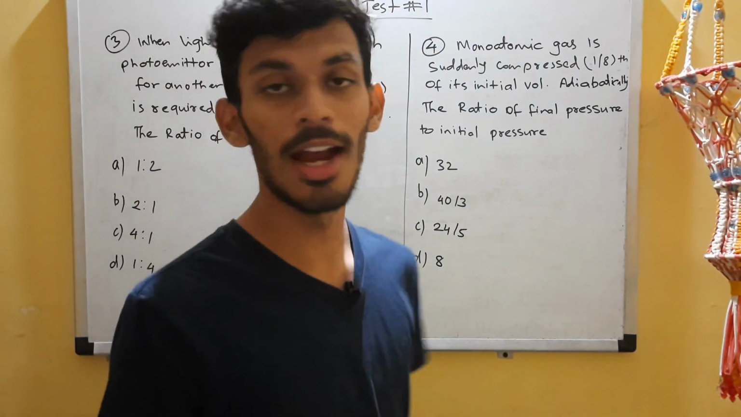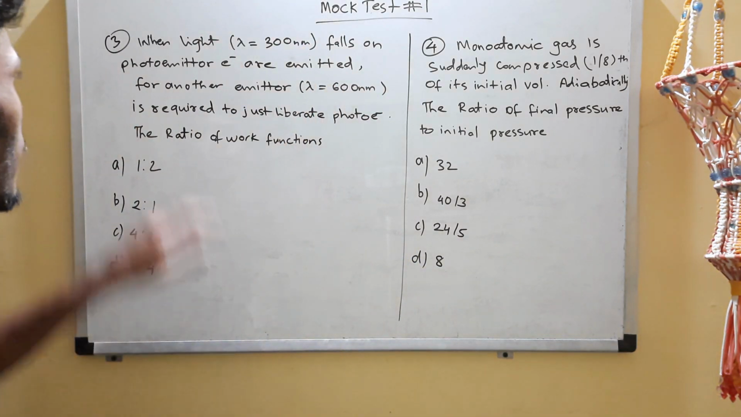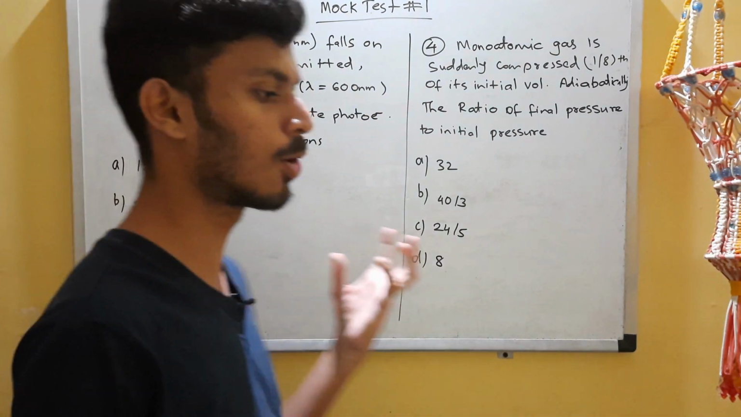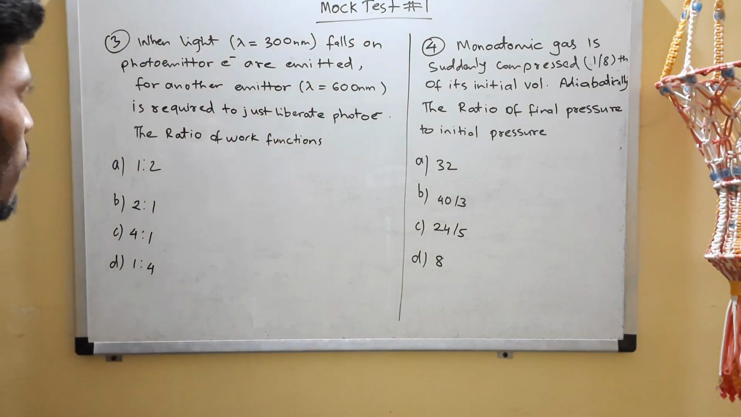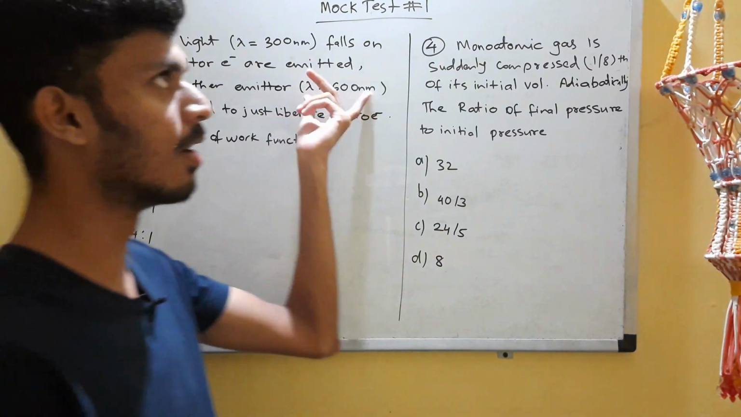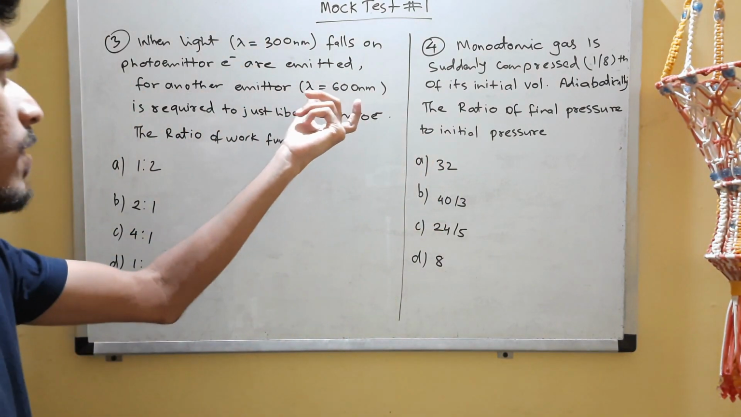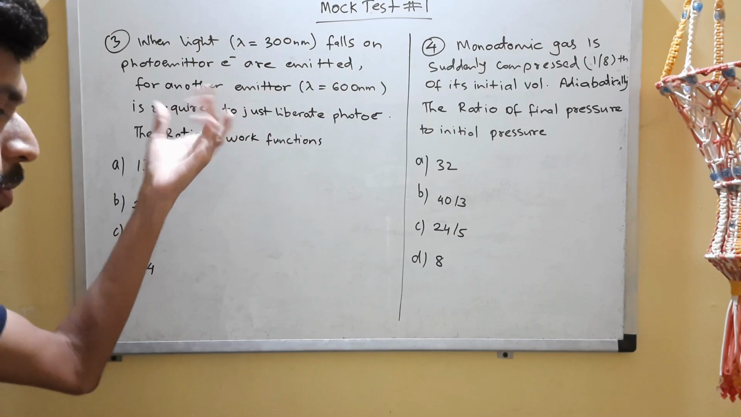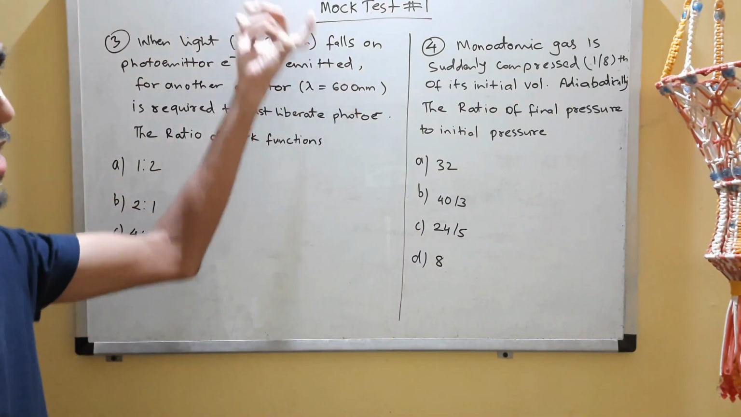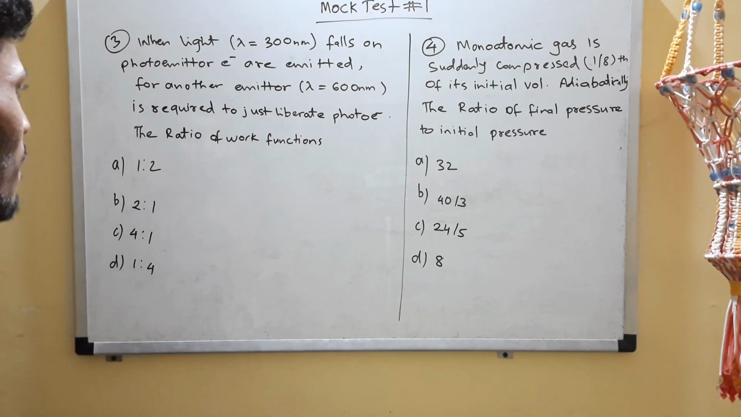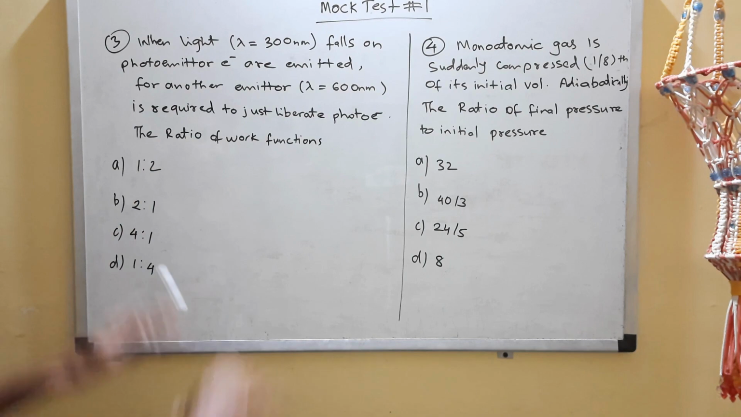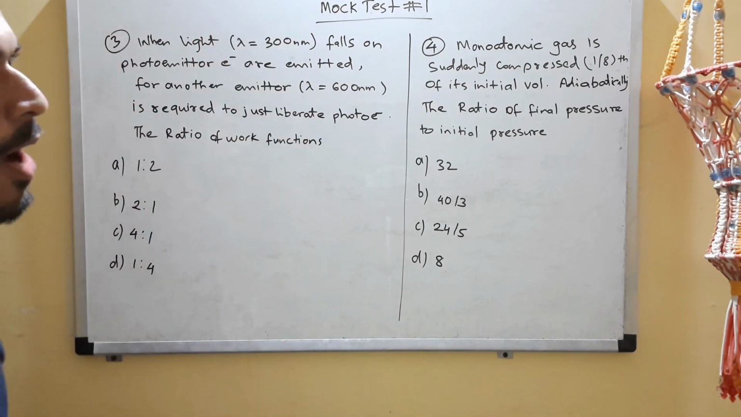So question 3 and 4 over here. In question 3, when we use a light of this wavelength and it falls on a photoemitter, photoelectrons are just emitted. Then for another emitter of different material, we have to use a different wavelength, which is 600 nanometers, to just liberate the photoelectrons. So basically these are threshold wavelengths. And you are supposed to find the ratio of work functions of these two different materials.